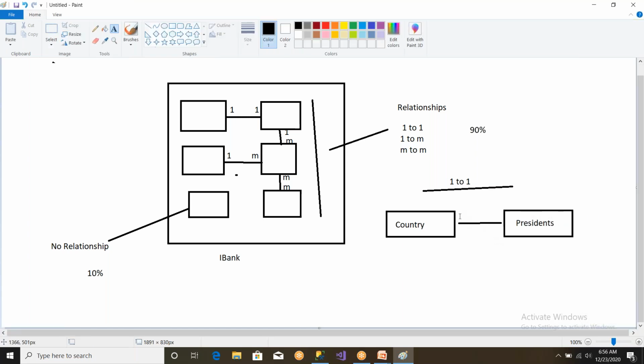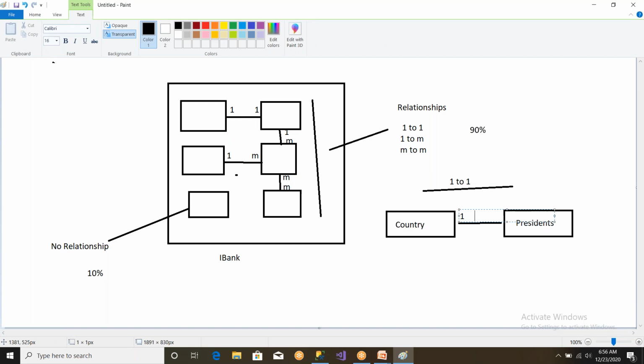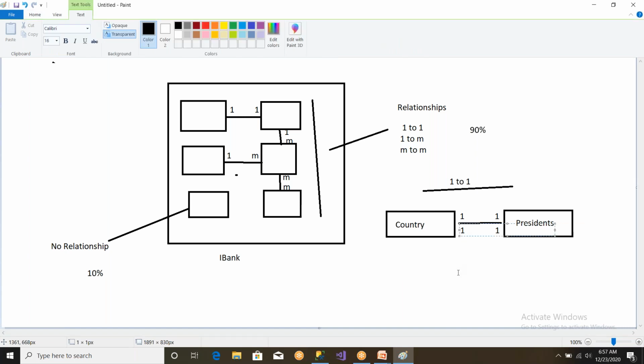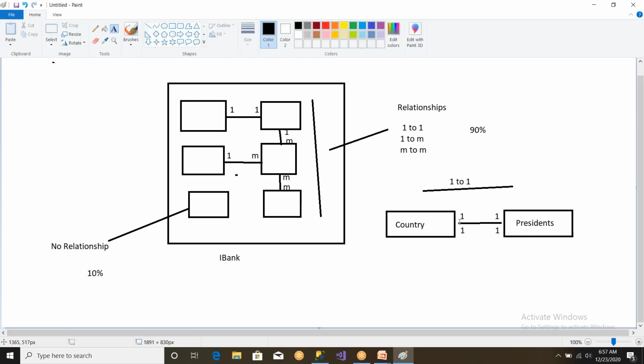Country and president. One country will have one president or one king. One country will have one president, right? So it is both sides one to one. So it is a purely one-to-one relationship.